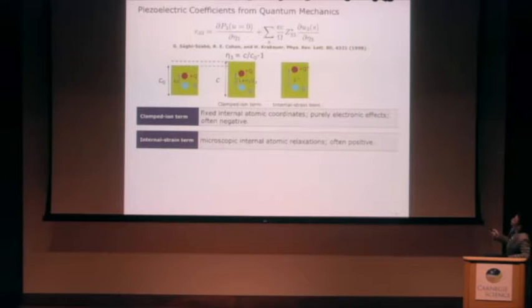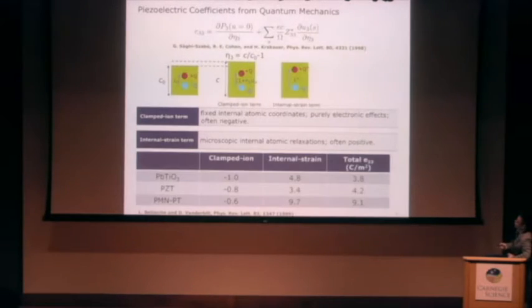The second term is called the internal strain term. It comes from the atomic relaxations in response to this macroscopic strain change. For most piezoelectric materials we have studied, this internal strain term is very positive and dominates over those negative clamped-ion terms, so therefore the total e33 is positive.